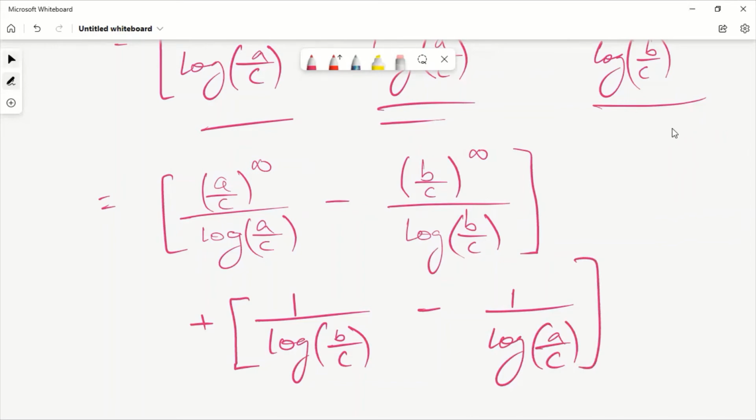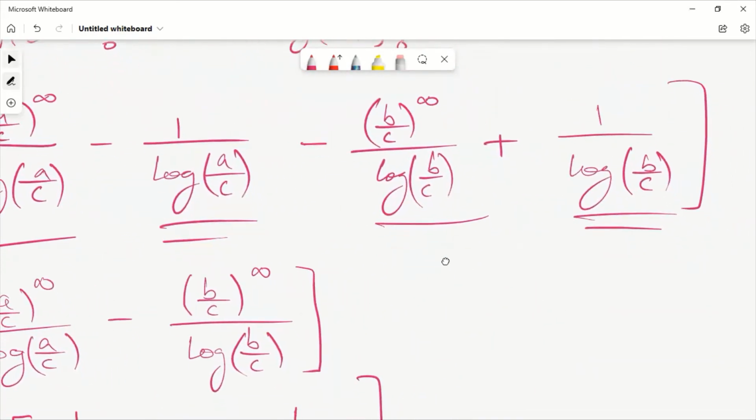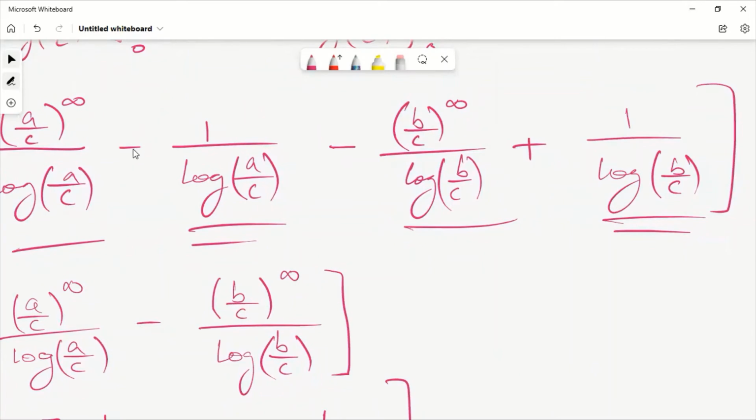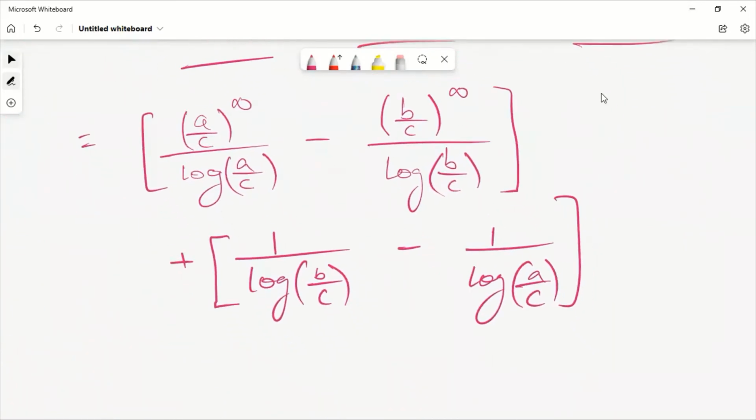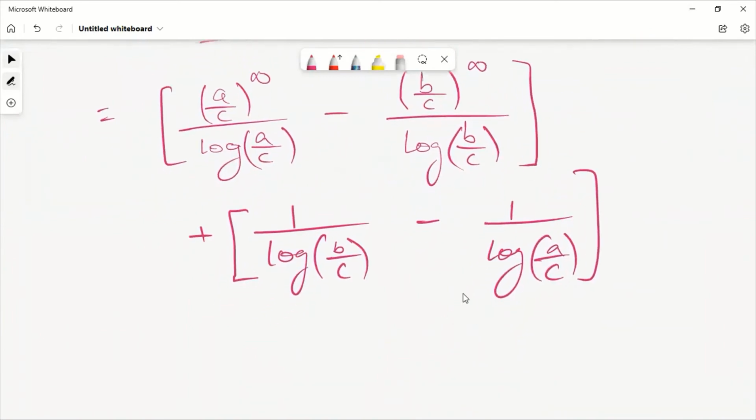Log a by c has a negative sign, and log b by c has a positive sign. That is what we wrote here. And now here the condition plays a very important role. If you miss the condition and don't remember it in the exam, you are not going to go to the next step, and your time is going to be wasted, and so is your score. You will not get the score when you don't give the perfect answer, right?